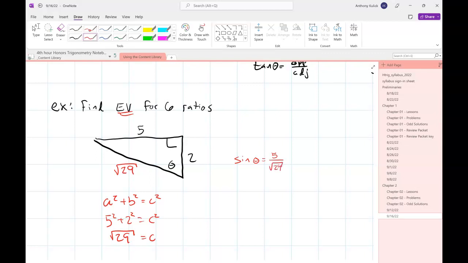Yeah, 5 over the square root of 29. Now, what do you guys think? Does that look okay to you? No, what's wrong with it? Oh, this one's like... Yeah, we have a square root in the denominator. Well, I can fix that pretty easily.